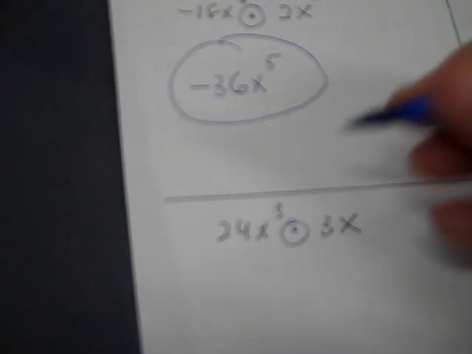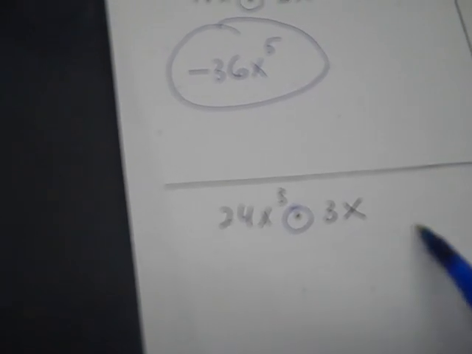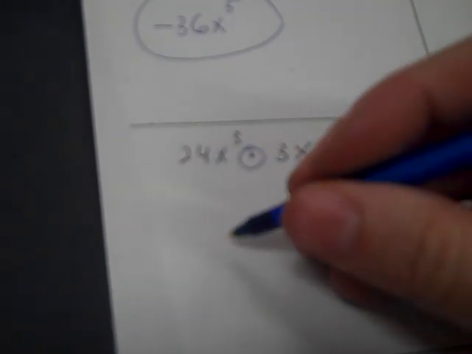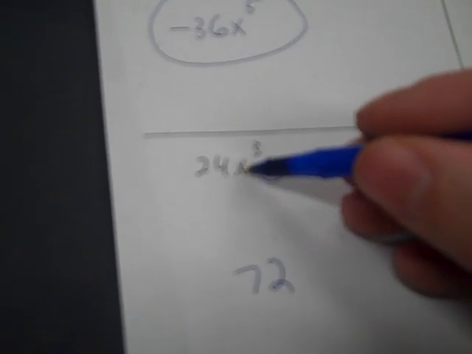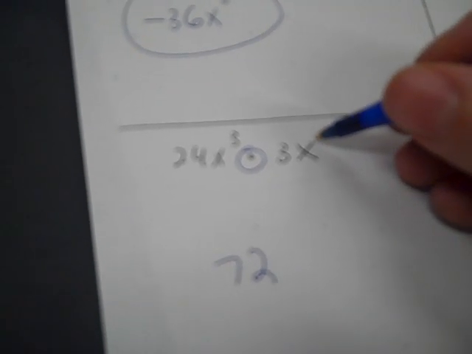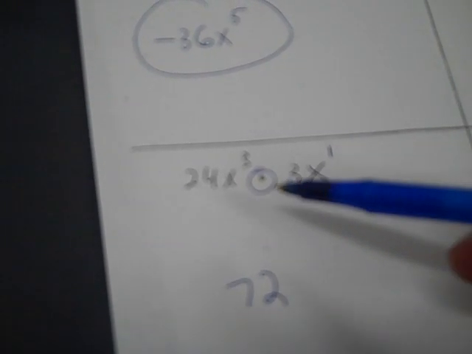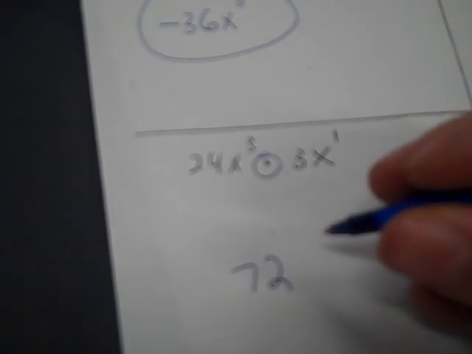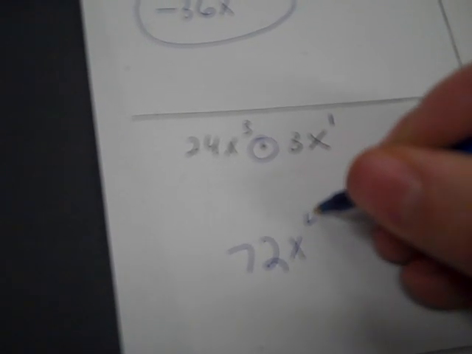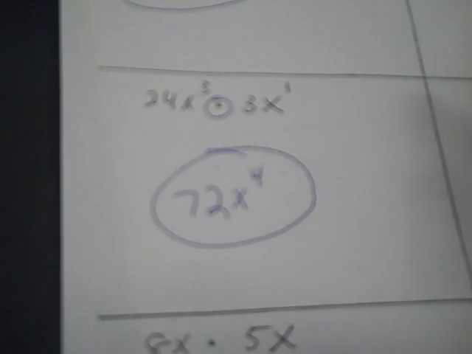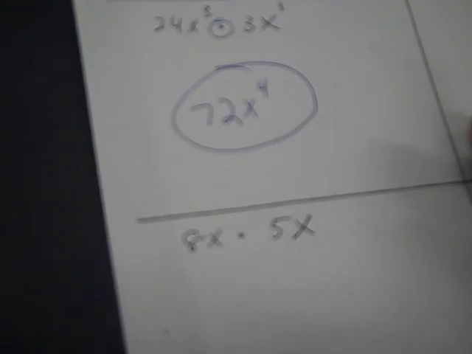Okay, another multiplication. I've got 24 times 3. That's easy enough to see. That's 72. And for the x's, we have x to the 3rd, but this x doesn't have a power, so it's a 1. Okay, so 3 plus 1 is 4. 72x to the power of 4.